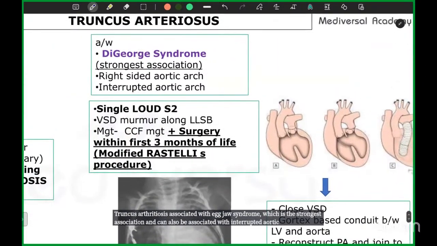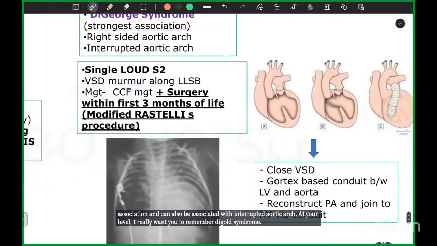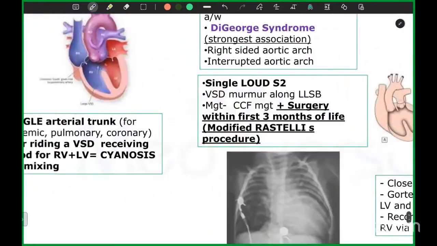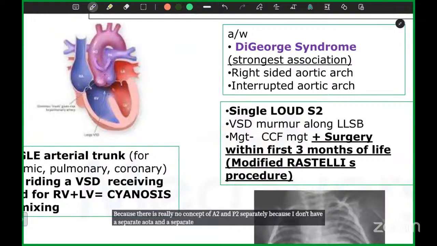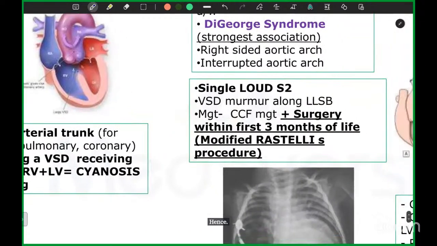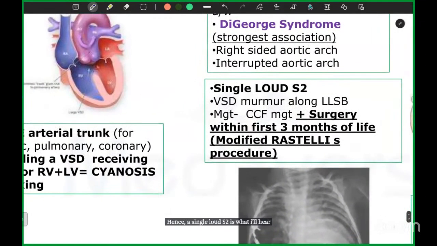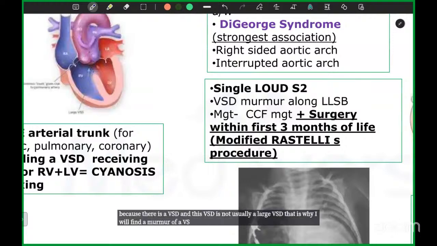At your level, I really want you to remember DiGeorge syndrome, because there is really no concept of A2 and P2 separately, because I don't have a separate aorta and a separate pulmonary trunk. Hence, a single loud S2 is what I hear. Because there is a VSD, and this VSD is not usually a large VSD, I will find a murmur of a VSD, that's a pansystolic murmur along the lower left sternal border.